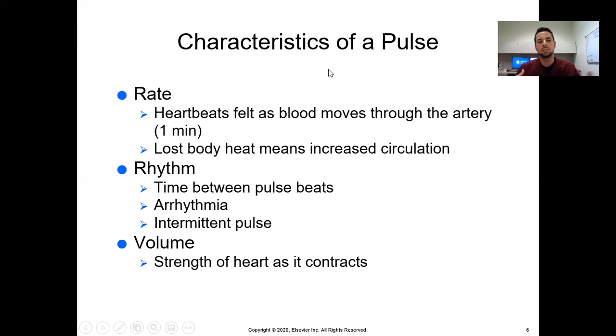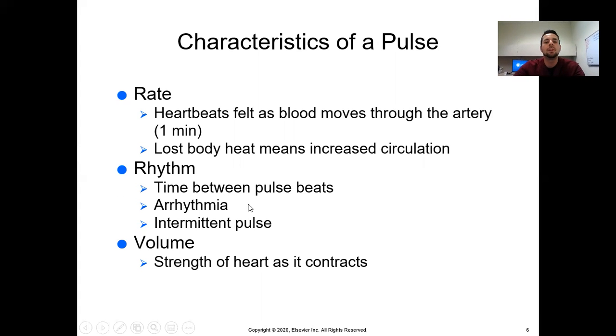All right, so characteristics of a pulse. When we're talking about a pulse, that's how many times your heart beats a minute. Heartbeats fall as blood moves through the arteries. The arteries are a lot thicker. Arteries are the blood vessels responsible for taking blood away from the heart. And the rate that we measure is always one minute, okay? Generally, when you're acquiring a patient's pulse from the radial artery, which is here on the wrist, we could count for 30 seconds and multiply it by 2. But if you feel any type of irregularities, you want to count it for a full minute.